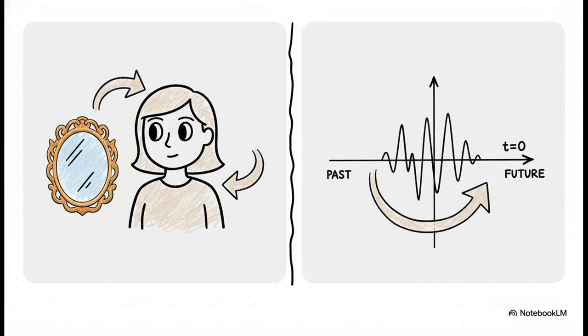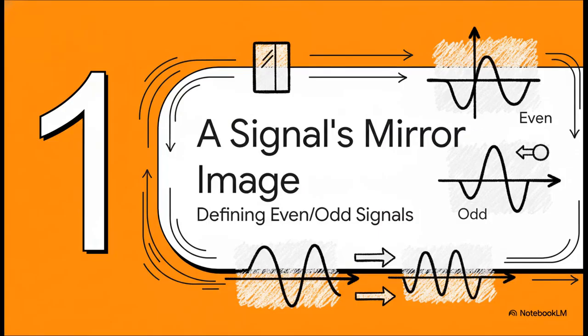And this is exactly what I'm talking about. On the left, a mirror swaps your physical sides. On the right, a signal's time reversal, which we write as x of minus t, does the same thing, but with time. It takes everything that happens in the future, for all time t greater than 0, and swaps it with everything that happened in the past. This whole idea of time reversal is the absolute key to understanding everything else we're about to do. Okay, let's get into it.